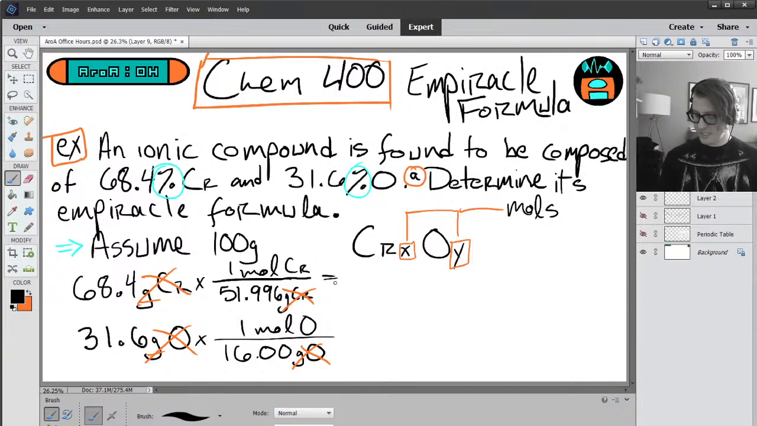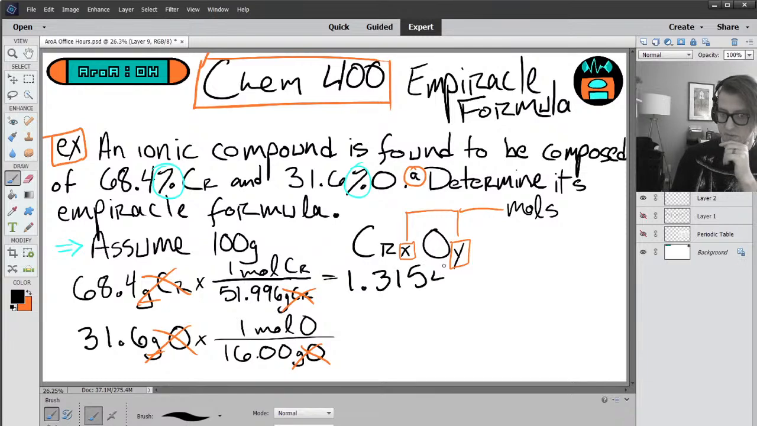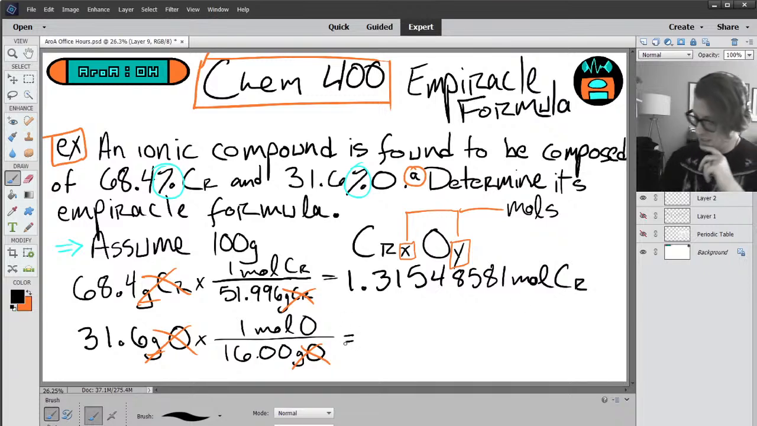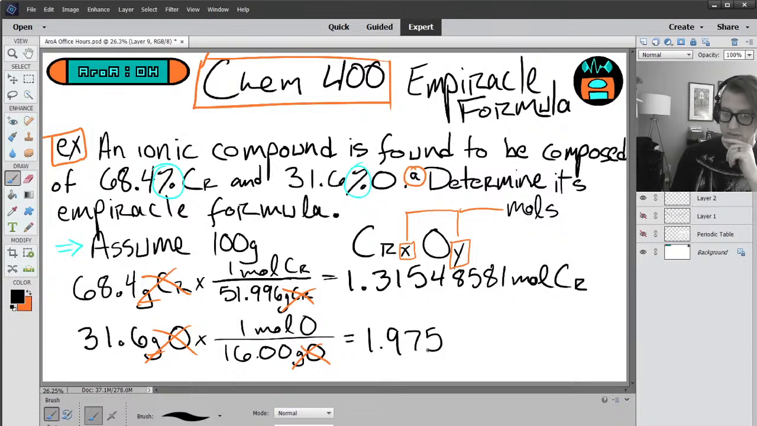So busting out our calculators, I've got 68.4 divided by 51.996. So I have 1.31548 moles of chromium. And 31.6 divided by 16.00 is 1.975 moles of oxygen.